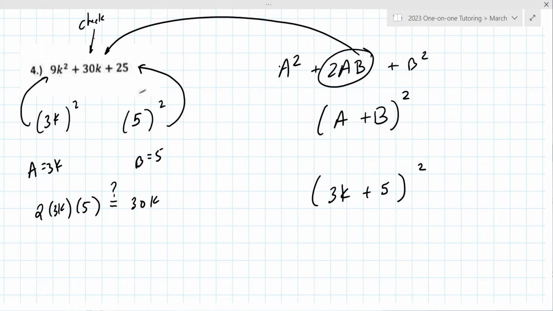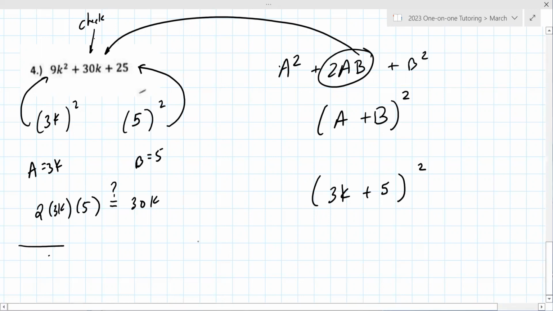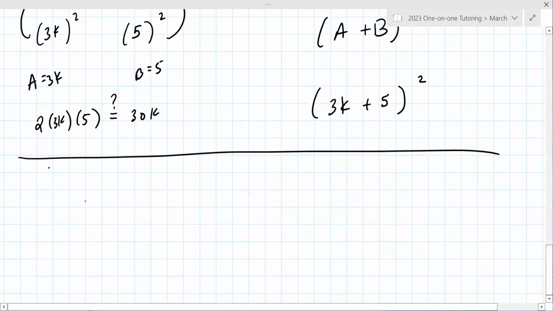Okay, so sorry, I'm just trying to find one here that's not crazy. Here's one that I found here. 25w squared plus 40w plus 16. This again, it's another perfect square trinomial. Go ahead and see if you can work that out.